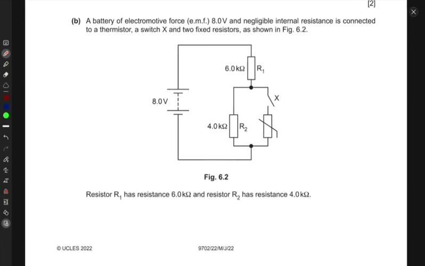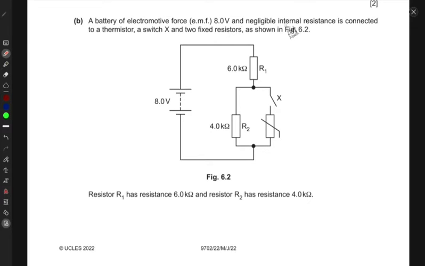All right, next we have a battery of electromotive force of 8 volts and negligible internal resistance connected to a thermistor. A switch X and two fixed resistors are shown over here. So this is the diagram. We have a battery, we have resistors, and this is a thermistor which is connected with a switch. Resistor R1 has a resistance of 6 kilo ohms and R2 has a resistance of 4 kilo ohms.